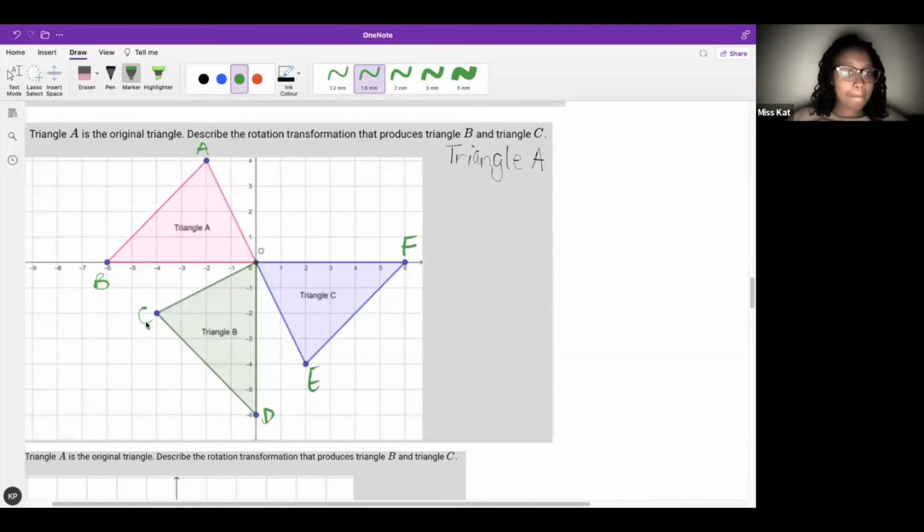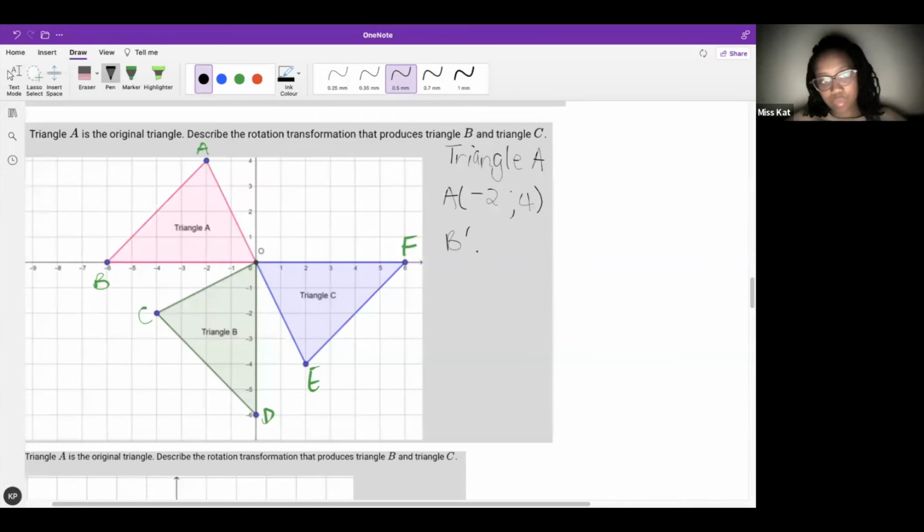Palisa. Yes, ma'am. So A will be -2, 4. And then B will be -6, 0. Oh no, ma'am, -6, 0. I was right. And then O, ma'am, will be 0, 0. Thank you. So this is triangle A, right?